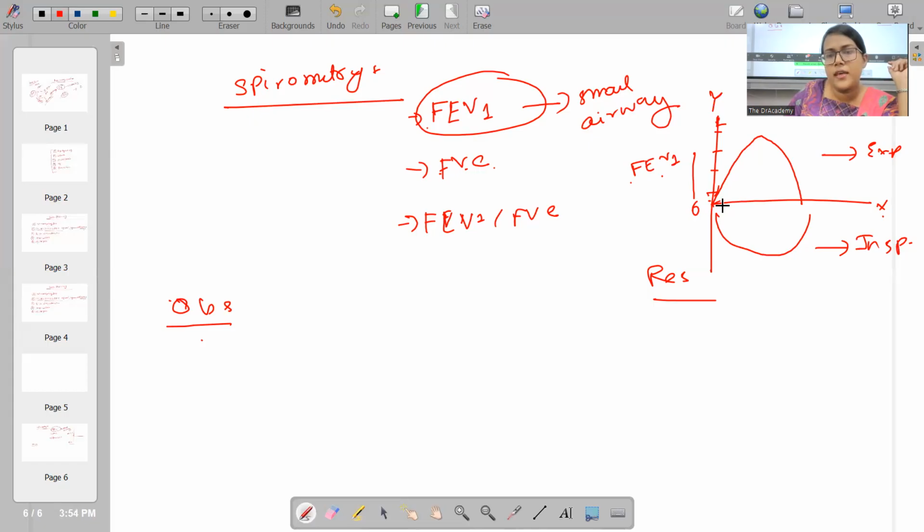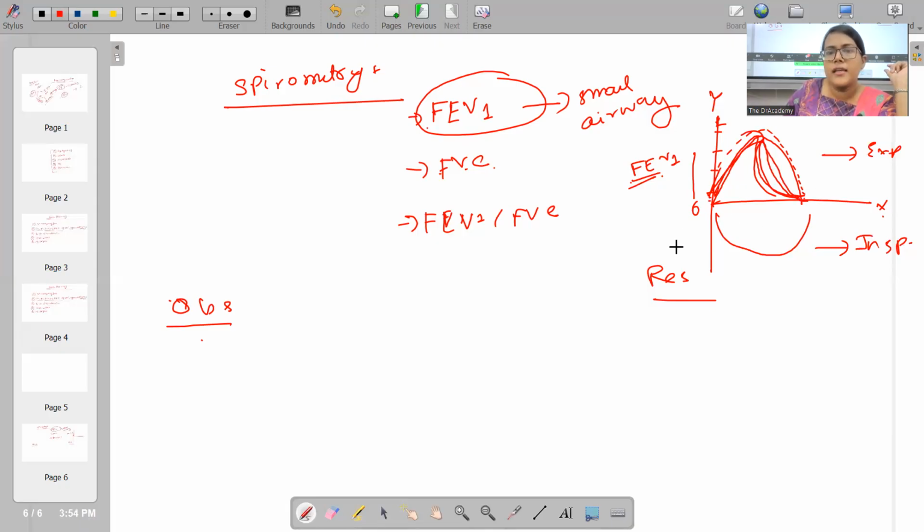So what happens in case of an obstructive airway disease? The FEV1 is indicative of expiration through the small airway. Whenever there is some form of obstruction, this loop will be somewhat depressed like this. This is known as coving. If this is a normal expiratory loop, and there is some form of depression or coving, that is indicative of obstructive airway disease.